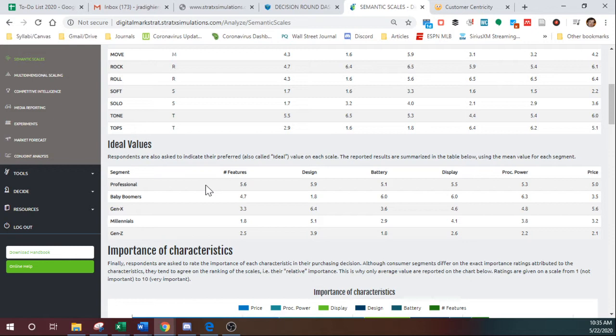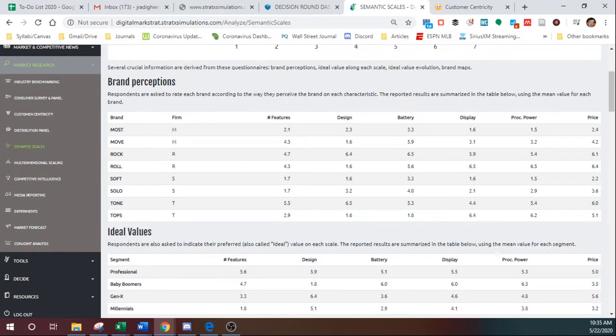And so the challenge is for you to get your perceptions to match up with the target segment's ideal values. So if you know that you're targeting professionals and say professionals are looking for semantic value on features of 5.6, and you see that you're currently perceived at only 2.1, that's a problem. So you'll need to do something to try to figure out how to move these perceptions closer to 5.6 and thus make it more appealing for that particular segment.